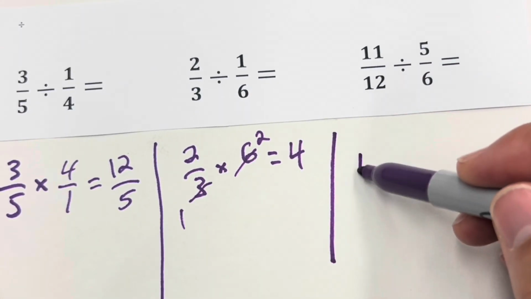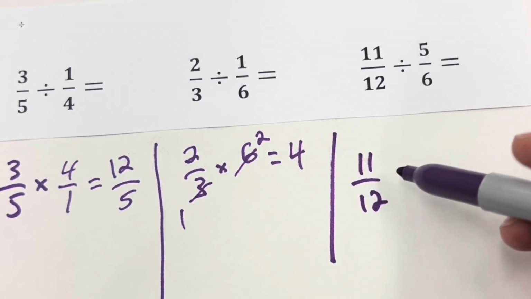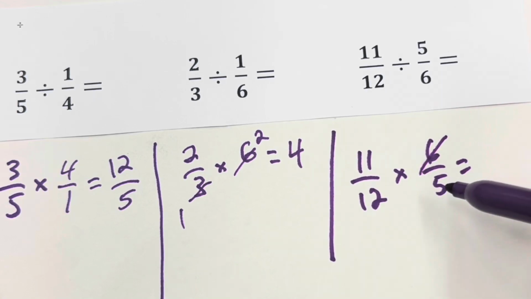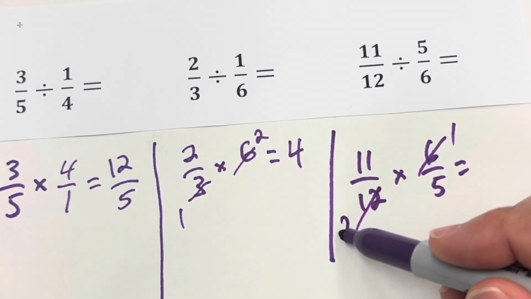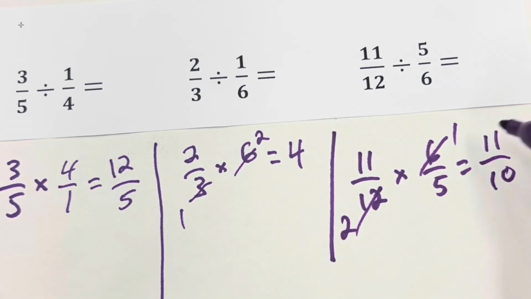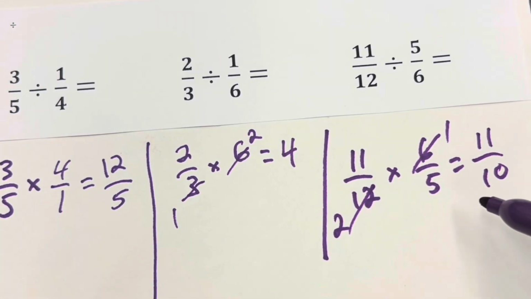And the last one, 11/12. So keep, change, and flip. 6/5. Divided by 6, 1. Divided by 6 is 2. Nothing else to simplify. 11/10. So that's the answer. Okay?